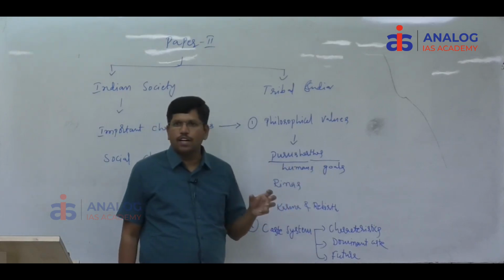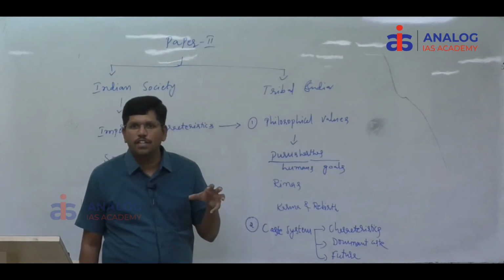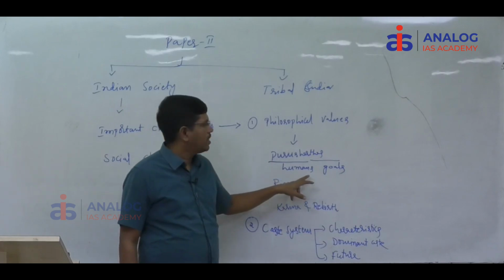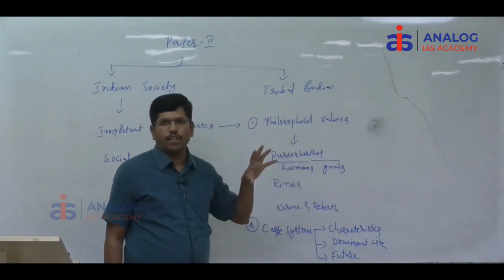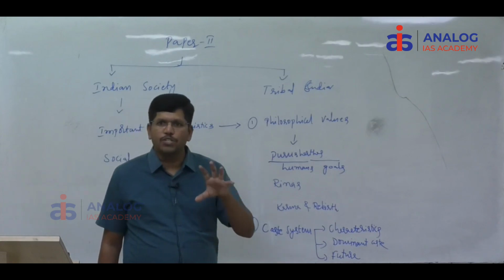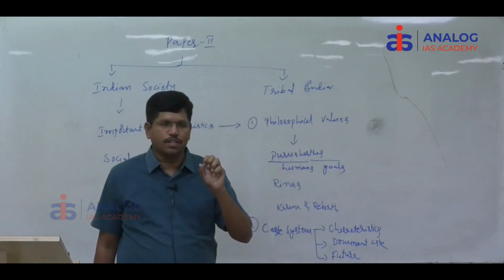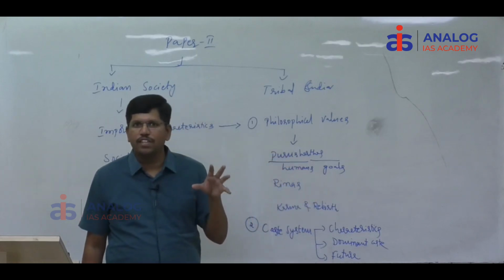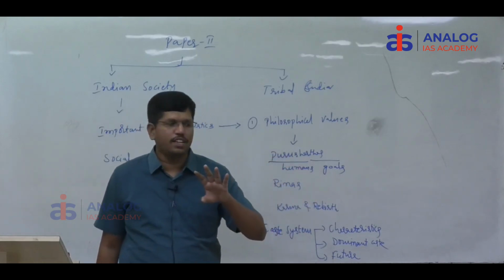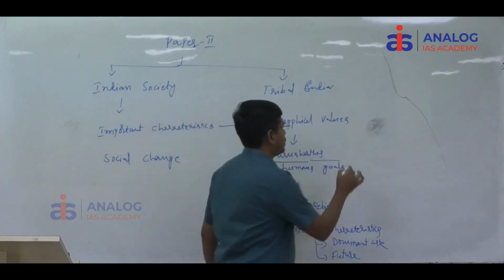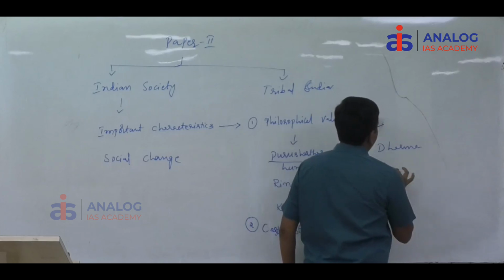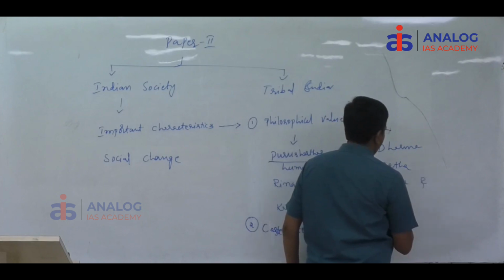There are 4 goals according to traditional Indian philosophy. That means, according to the sacred texts of Hinduism, there are 4 Purusharthas. Everyone should try to achieve these 4 goals in their lifetime. They are Dharma, Artha, Kama and Moksha.